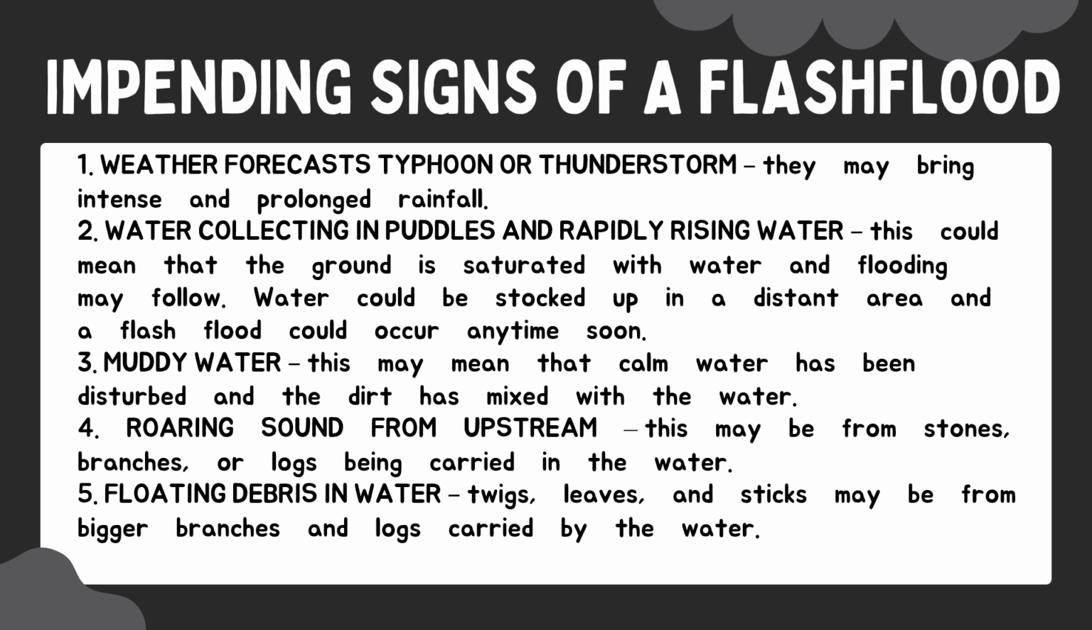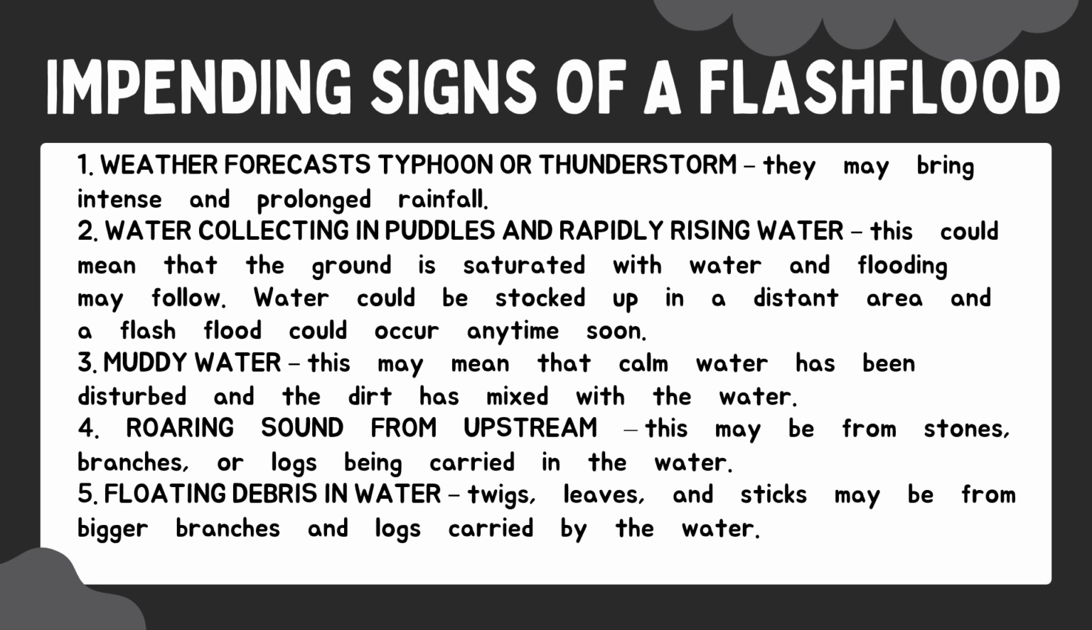The next sign is water collecting in puddles and rapidly rising water. If you notice water starting to accumulate in puddles or water levels rising rapidly, this could be a sign that the ground is saturated and cannot absorb any more water. This is often a precursor to flooding. In some cases, water may be building up in a distant area and a flash flood could occur without much warning. The next sign is the muddy water.